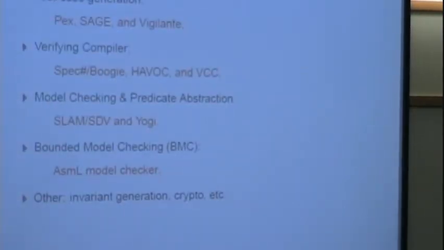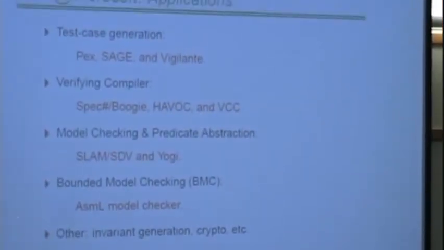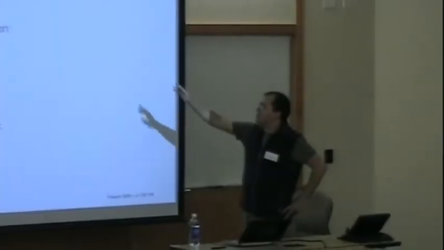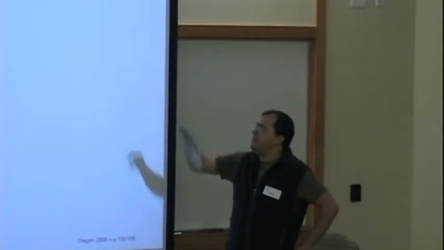Here's a list of the applications we have. Basically, I'm going to talk about test case generation, right? How to generate test cases automatically using a theorem prover. We have the verifying compiler Spec#. Rustan already covered this part. I'm not going to talk about Spec#. But I'm going to talk a little bit about Havoc and VCC. There are 2 other verifying compilers from Microsoft. I'm also going to talk about model checking and predicate abstraction, how SMT is used inside of this kind of tool.